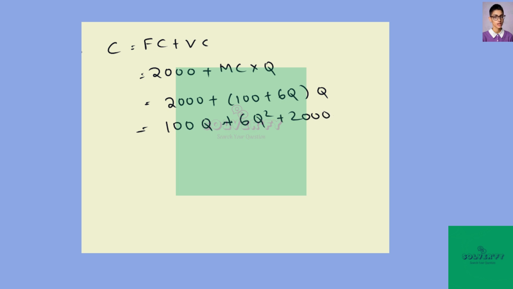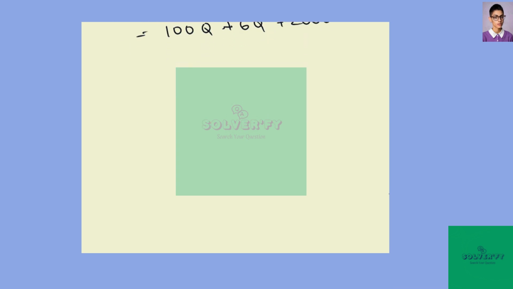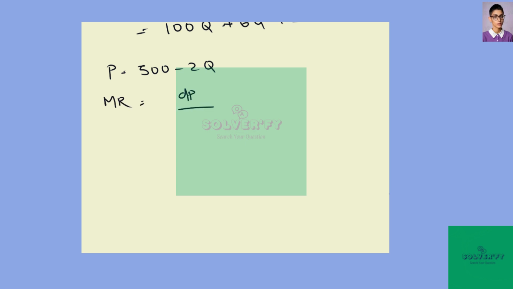To find the quantity Q at which profit is maximized, we need to find the point where marginal revenue equals marginal cost. Since the demand function is P equal to 500 minus 2Q, we can find the marginal revenue by taking the derivative of P with respect to Q. That is MR equal to dP by dQ, that is minus 2. Setting MR equal to MC, we get minus 2 equal to 100 plus 6Q.